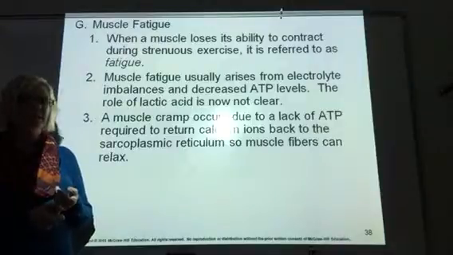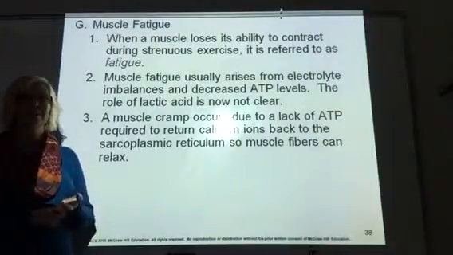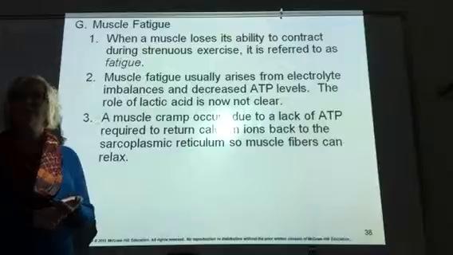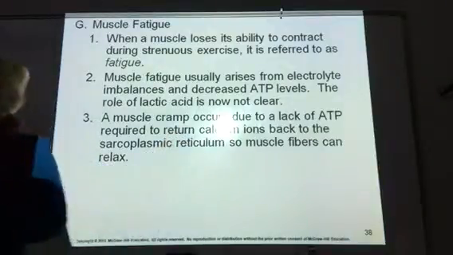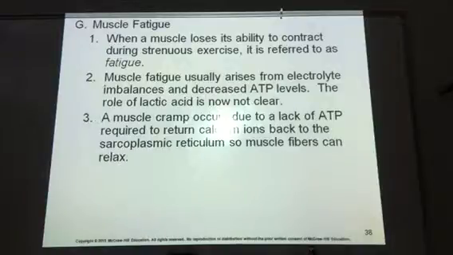Potassium, they talk about bananas. Quite honestly, a good baked potato probably has as much potassium as anything else. And calcium, drinking milk. A good supply of calcium will help cut down on cramps.